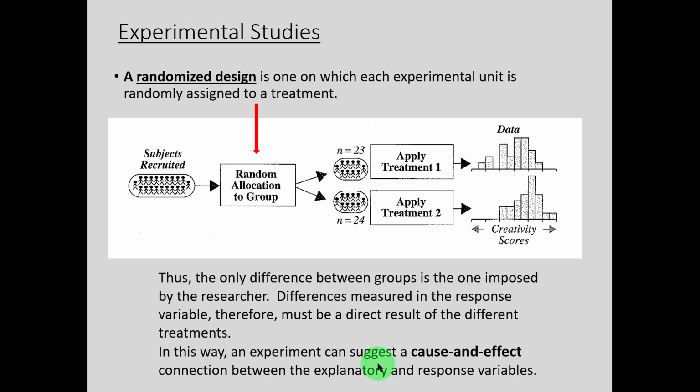That is the backbone to a randomized design in an experiment that allows for a cause and effect relationship to be discovered between explanatory and response variables. The groups are pretty similar. The main difference between them was the treatment that was imposed.